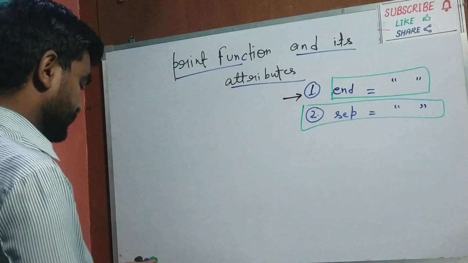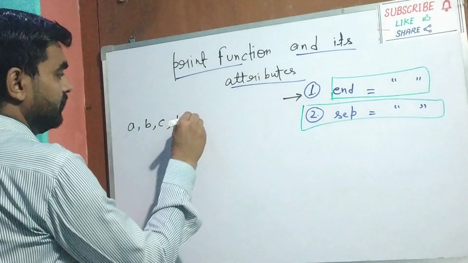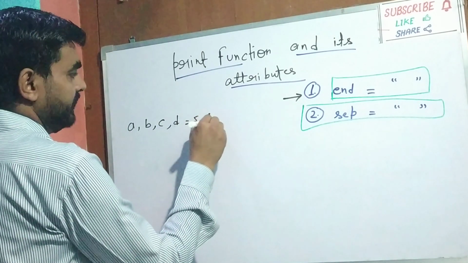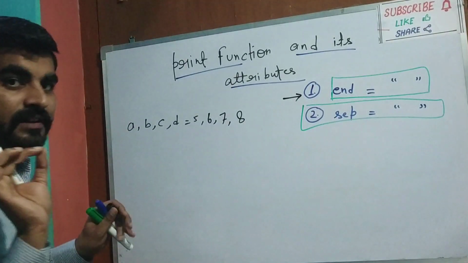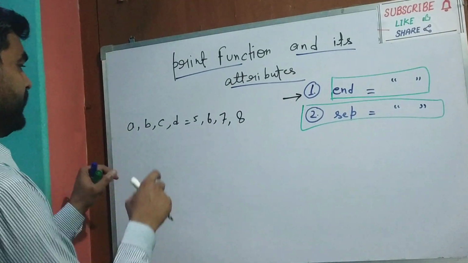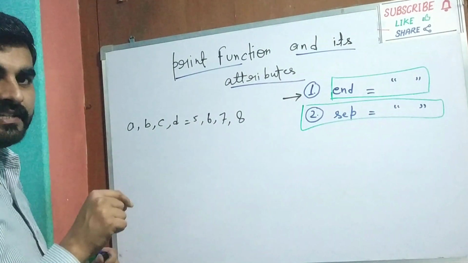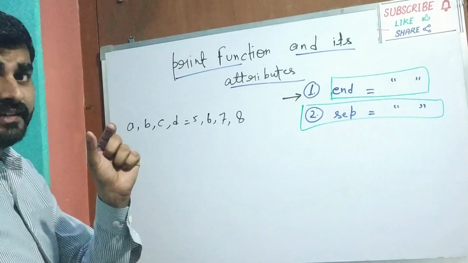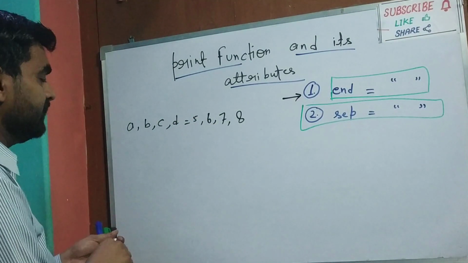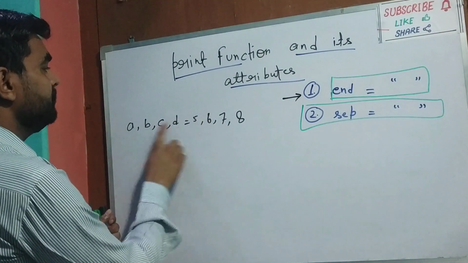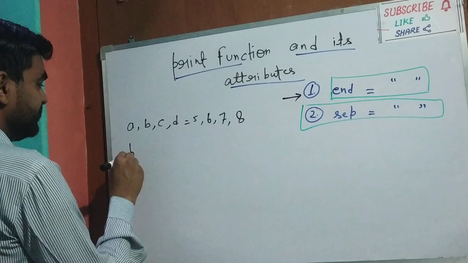Here is a simple programming code: A, B, C, D equal 5, 6, 7, 8. This is an example of multiple assignment. Yes students, if you are not aware of multiple assignment, in my playlist there is a video on multiple assignment. Just watch that video and your doubt will clear. So 5 will store in A, 6 will store in B, 7 will store in C and 8 will store in D.